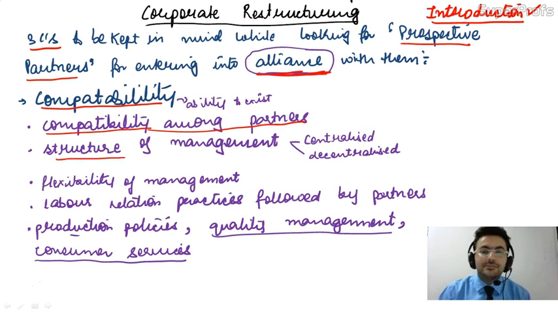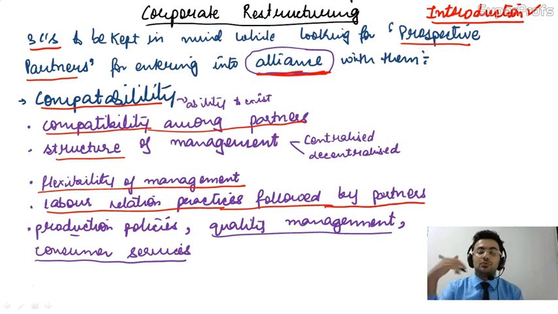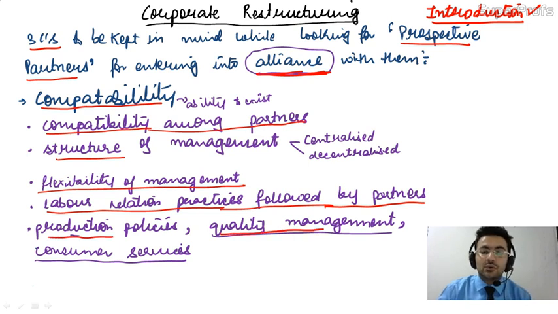The structure of management should be considered. For example, it can be centralized or decentralized. The flexibility of management, how flexible it is. For example, I have given you the scenario of GST. Labor relation practices: let us suppose one company provides incentives after each and every quarter, and another company never gives any kind of incentives or bonuses. Then production policies, quality checks, quality management, and consumer services. These are the things which need to be considered for compatibility.